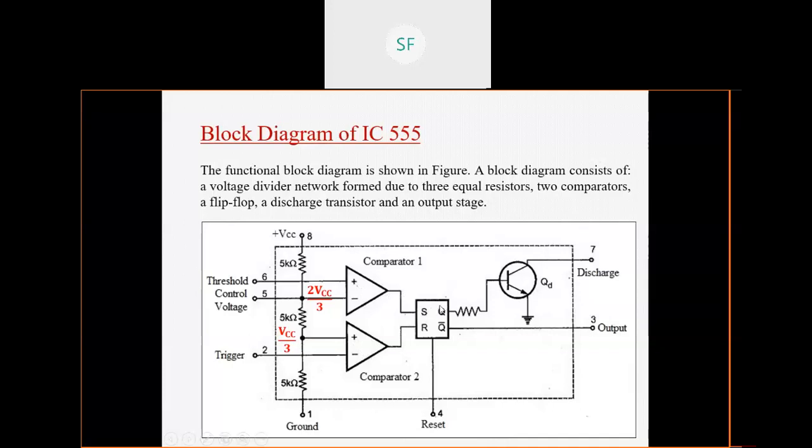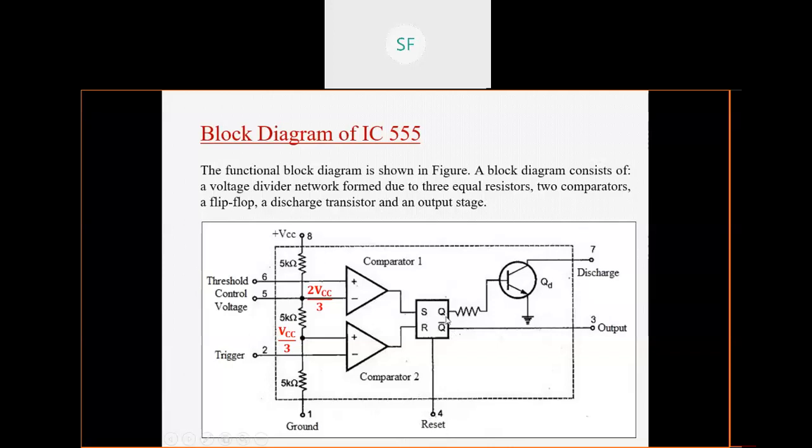Then there is the flip flop. The flip flop has two input terminals, S and R, and output terminals Q and Q bar. This Q bar is nothing but the output of your IC 555. Again, one reset is given so that at any time this flip flop will reset, and so your IC will reset.